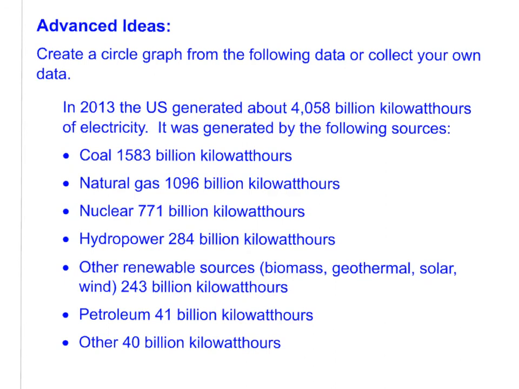So an advanced idea would be to create your own circle graph. Here's some data that I gave you, or you can collect your own data and come up with your own idea for your circle graph and make that for advanced proficiency. This particular data has to do with the amount of electricity generated by different sources within the United States in the year 2013. It tells you how many billion kilowatt hours each of these sources contributed, and you can make a really nice visual pie graph out of that.